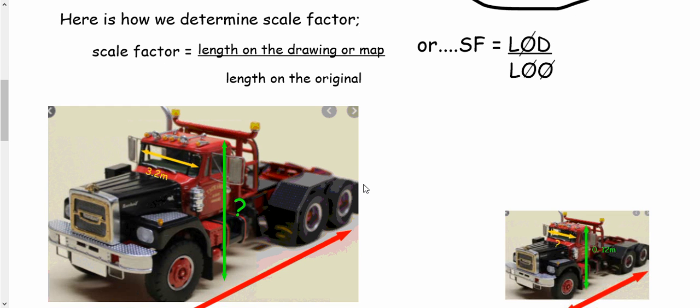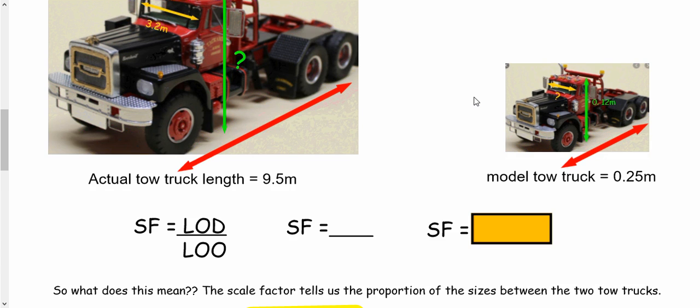Here's for all the formula kids, and they're looking for a formula. Here's how we determine scale factor. Scale factor is the length on the drawing or map divided by the length on the original. I like to call it LOD, length on drawing, over LU, length on original. LOD over LU, LOD over LU. Just a neat way to remember it. Diagram over original.